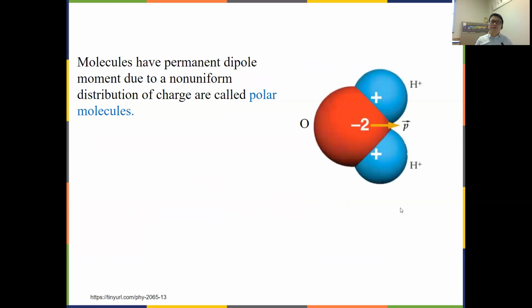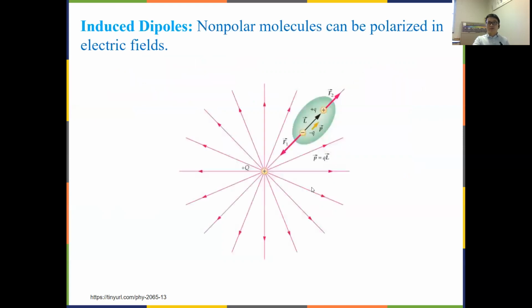And many molecules are permanent dipoles because of the charge distribution within the molecule. So for H2O, the oxygen part is -2, and the hydrogens are each +1. So the dipole moment will be the dipole from the negative charge to one of the positive hydrogens, and the other dipole in this direction. The total dipole will be the addition of these two dipoles. So these molecules are called polar molecules.